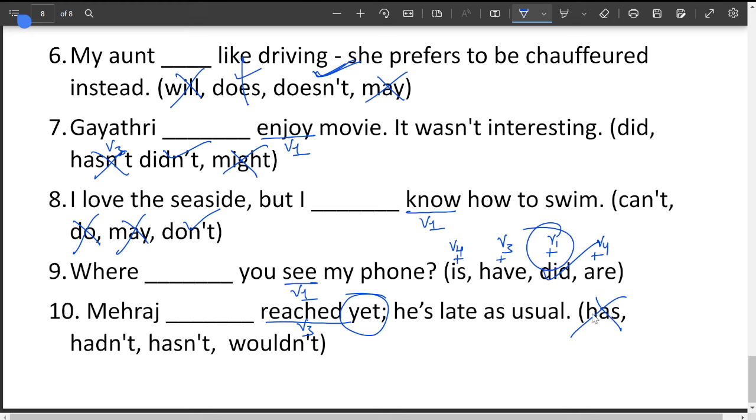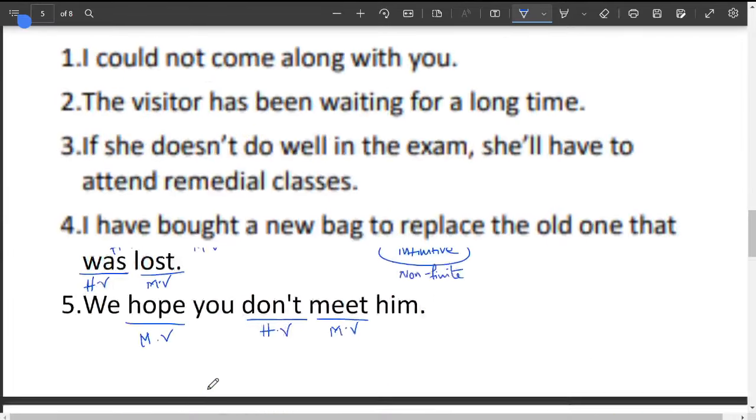Has is followed by V3, but "cannot" cannot be used. Wouldn't is followed by V1. We cannot use wouldn't. Okay, next one, hadn't, hasn't. Which one is correct in this? I had already given you the structure: subject plus have or has plus V3, where when you are getting "at", that is the present perfect tense. So you can eliminate hadn't, it is past perfect, so you can only go with hasn't, right? So based on those rules you have to technically go with the sentences.